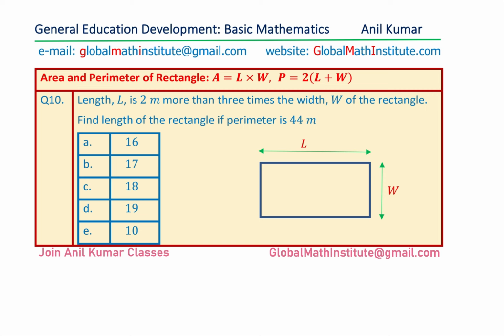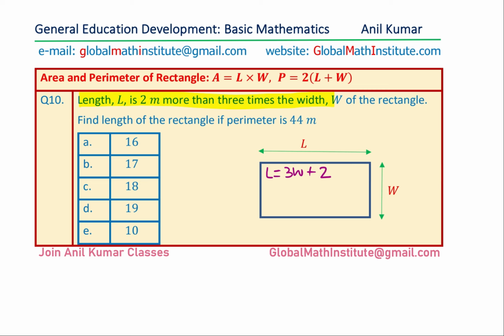Perfect. Now here is the last question on understanding the basic concepts and relating length and perimeter for a rectangle. Question number 10 here is: length L is 2 meters more than 3 times the width. So first, try to relate this. Length is 2 meters more than 3 times the width, like this. Find the length of the rectangle if perimeter is 44.